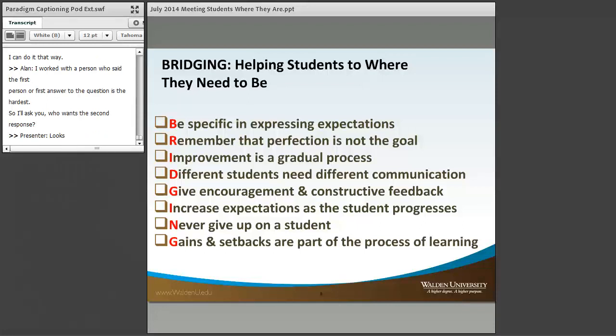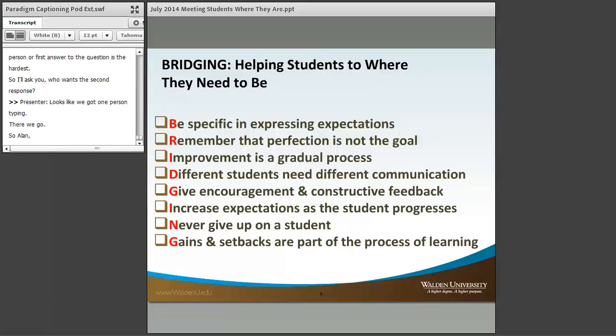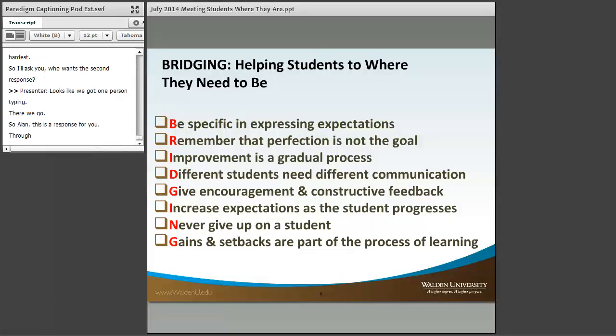So, Alan, this is a response for you: through emails, weekly announcements, and feedback on application assignments. My question then to Dorsis would be, and I hope I pronounced that right, do you think that's too late? I know throughout the course is very good, but does anybody think that expectations should be given before the course?